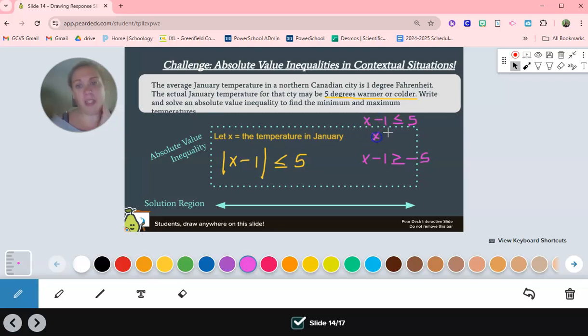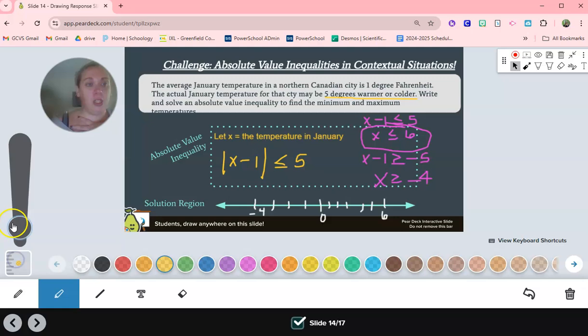So when we add 1 to both sides, we get x is less than or equal to 6, which makes sense. It could be up to 6 degrees. And when we add 1 on the other, x is greater than or equal to negative 4. So we have one of our values on negative 4 and the other value on 6. There's our negative 4. We want to do closed circles because these are greater than or equal to and less than or equal to, on 6 and on negative 4, and we're looking at that space between.